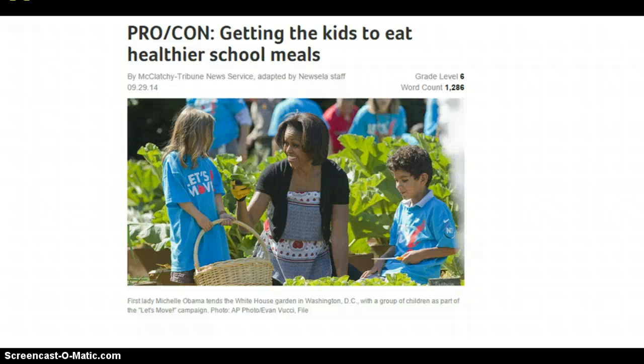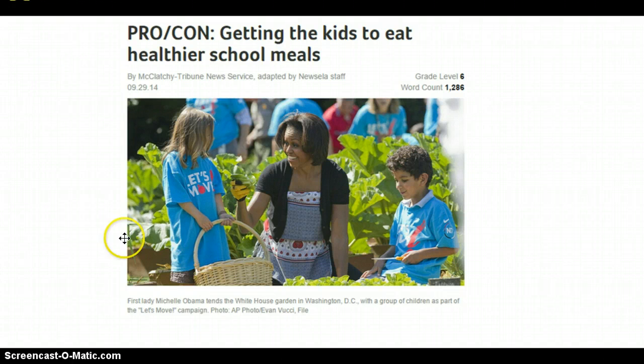I'm previewing the text. I'm just going to start off by looking at this photograph, and I recognize the person in the center. That's Barack Obama's wife, the First Lady, Michelle Obama. Below, it says First Lady Michelle Obama tends the White House garden in Washington, D.C. with a group of children as part of the Let's Move campaign. Photo, AP photo, Evan Vucci file. So that tells me that we're probably going to see something about Michelle Obama in this article. We're not exactly sure what though.